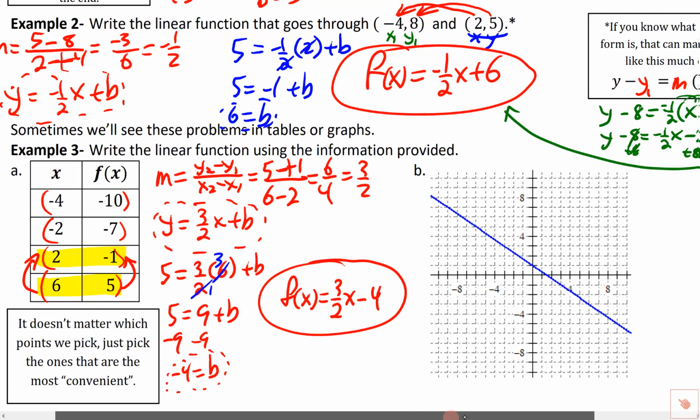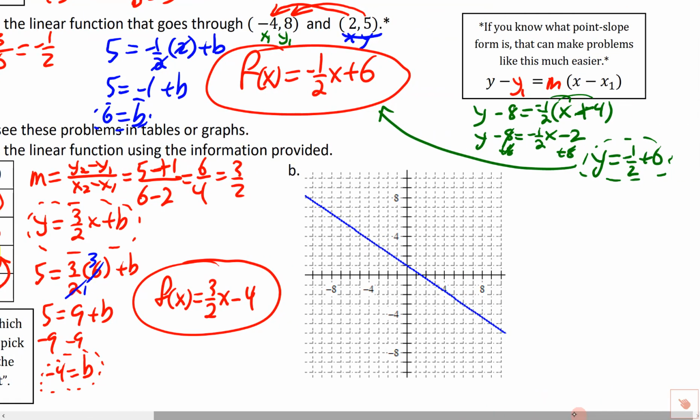Okay, so let's turn our attention to this one right next door. Again, we've got to come up with a linear function, and this looks like we have far less information, but if you look really closely, gosh, we've got a ton of information right here.